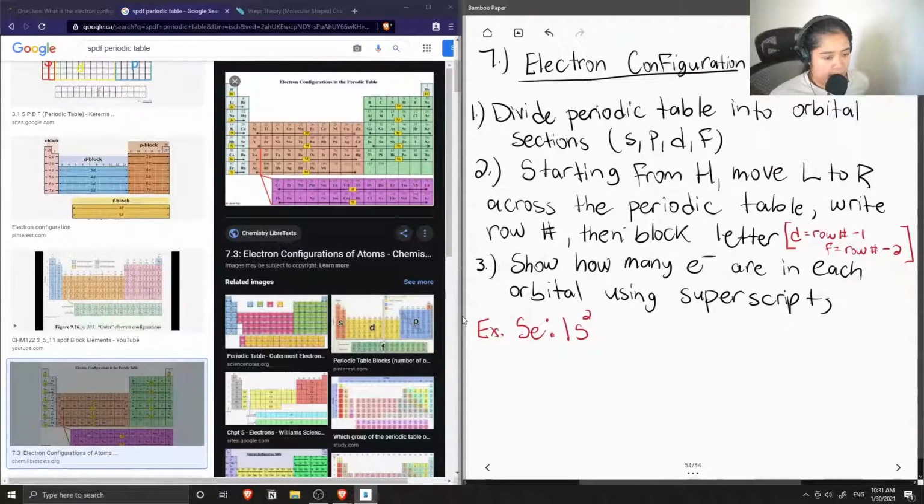Okay, on to the next row. We write 2s2. Moving over to the p orbital, we're still in row 2, and a p orbital can hold a maximum of 6 electrons, so its superscript will be 6. Then we move on to the next row, which is the 3s orbital: 3s2, and then 3p6, and then we write 4s2.